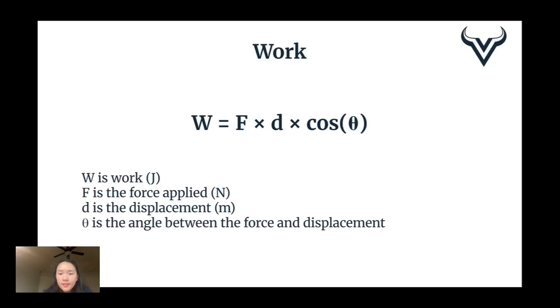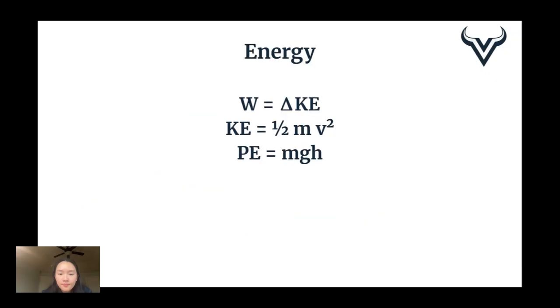So what is work in physics? Work is the energy transferred when a force causes an object to move a certain distance. The equation is work equals force times displacement times cosine theta. So where does that work go? It changes to an object's energy. Therefore, work equals change in kinetic energy.